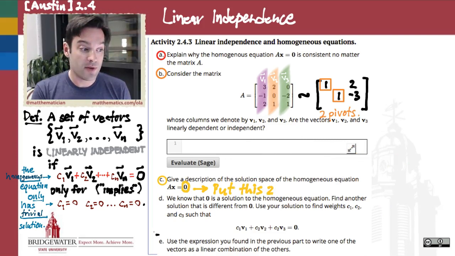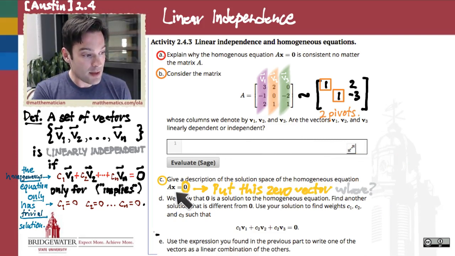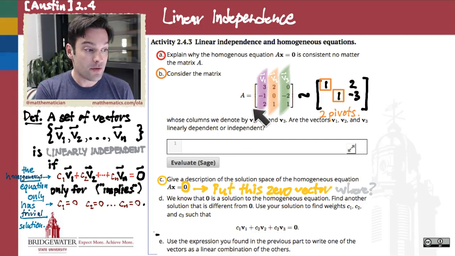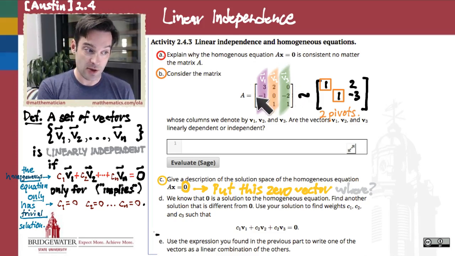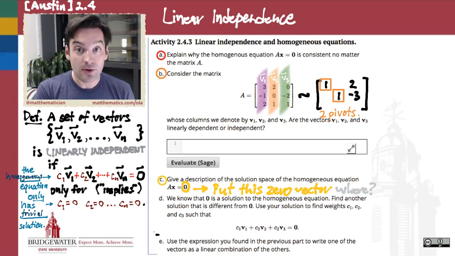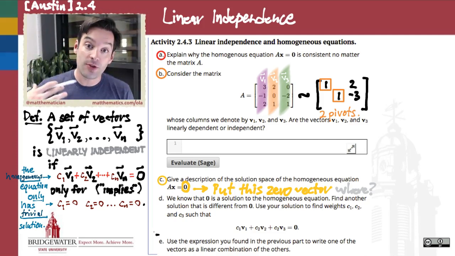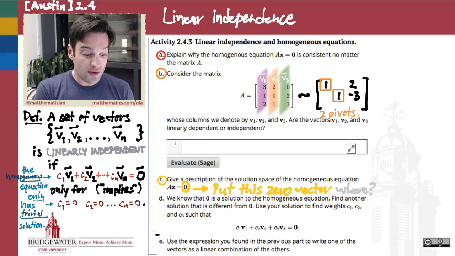Here's the row echelon form of this matrix again, and we're going to go back into Part C. Part C asks us to give a description of the solution space of the homogeneous equation AX equals 0 for this matrix A. Now remember, we knew, based on Part A, even before we were introduced to a particular matrix, that the homogeneous equation was always consistent. It always had a solution. But the question now is, what does the space of all solutions to the homogeneous equation for this matrix look like? So to figure that out, we just need to throw in the 0 vector somewhere.